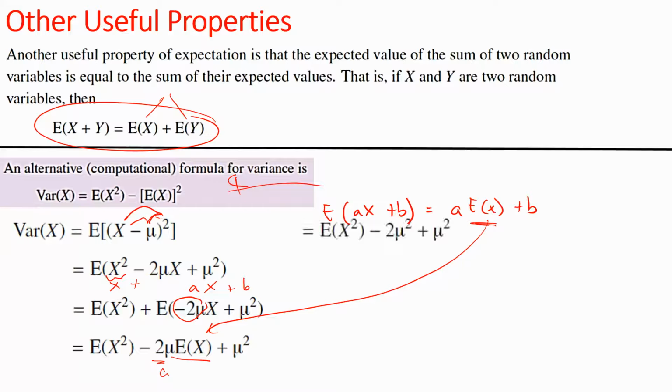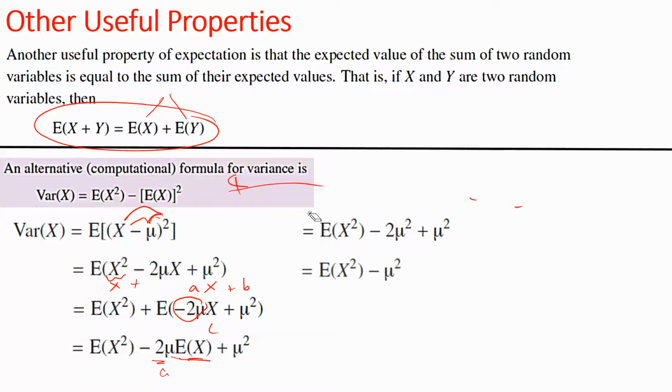And therefore, we now can summarize it all together and we can say that negative 2 mu times the expected value is just mu. Mu times mu is mu squared. Conveniently, you got negative 2 mu squared plus mu squared. Well, you get minus mu squared. And mu is just your expected value, which happens to be that.